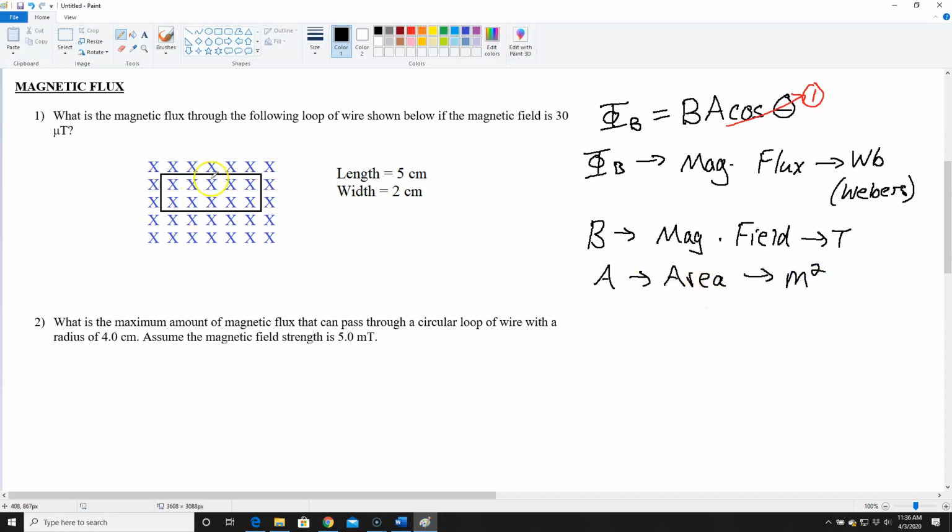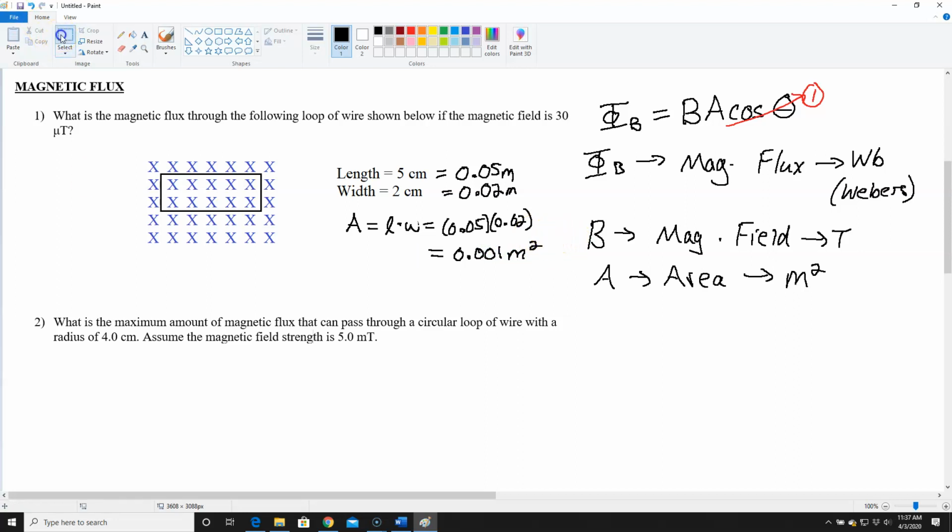So if I want to figure out the magnetic flux through this loop of wire, I'm going to need to convert the length and width of that rectangle into meters. So 0.05 meters and 0.02 meters. I can now figure out the area. Area is length times width. We should know that by now. 0.05 times 0.02 is 0.001 square meters.